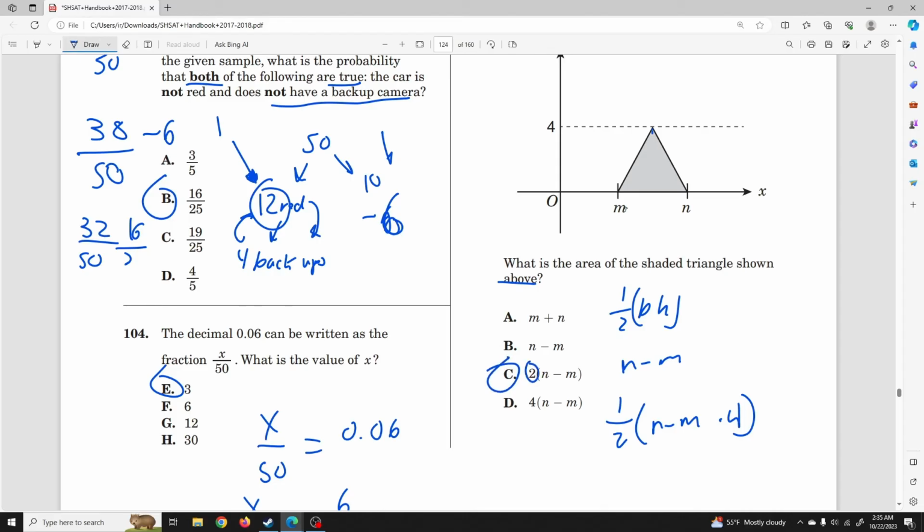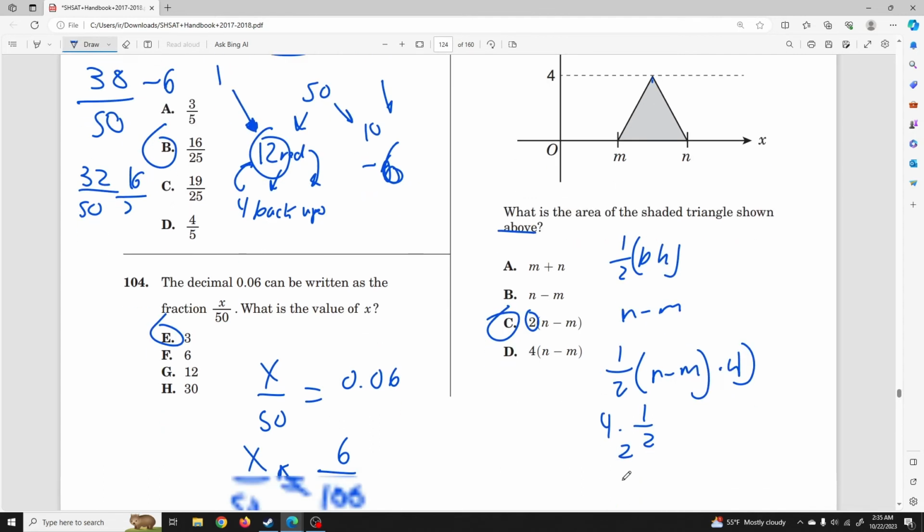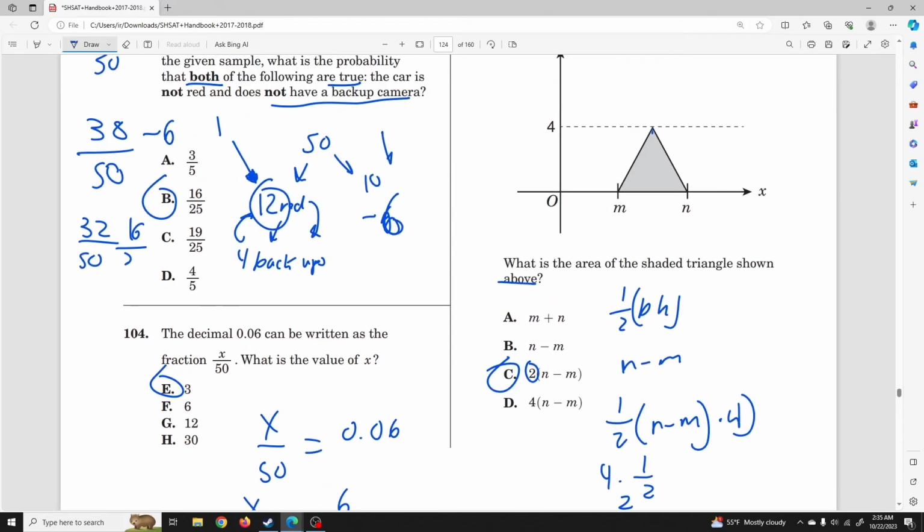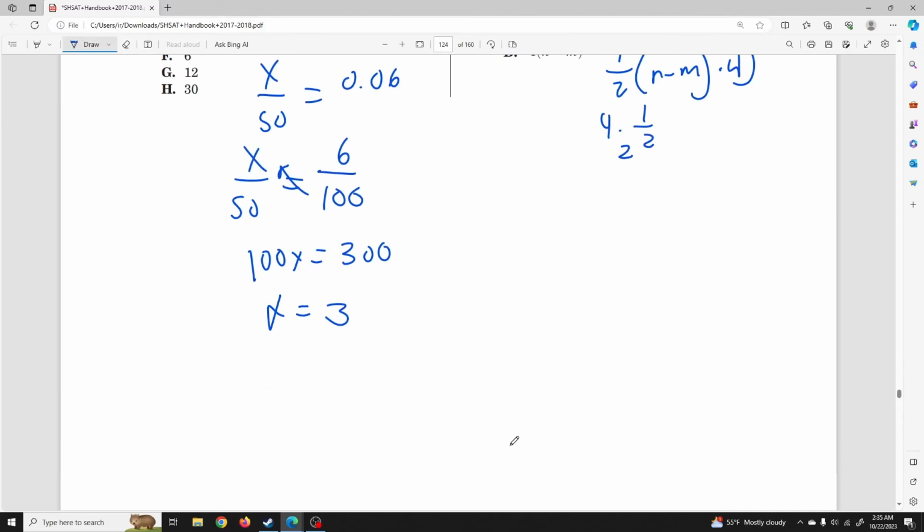Why did I do 2 on the outside? Because 4 times 1/2 is equal to 2, and 2 times m minus n. That's all. Remember that we're multiplying it by 1/2, so don't forget that. This would not give me anything, and this would just give me the distance of the base.